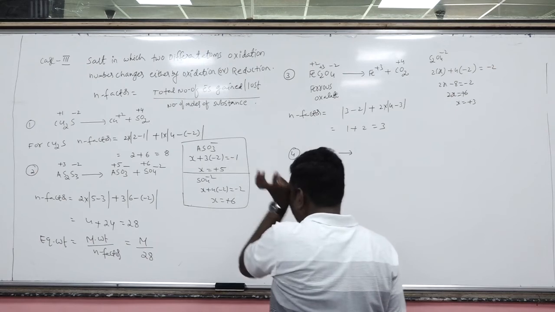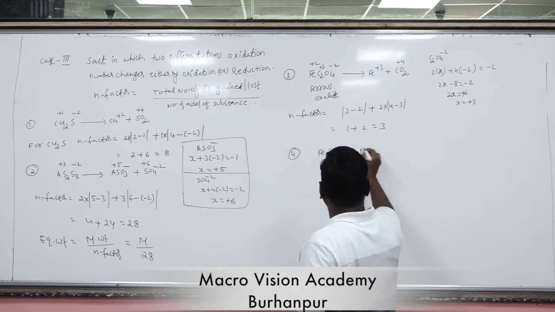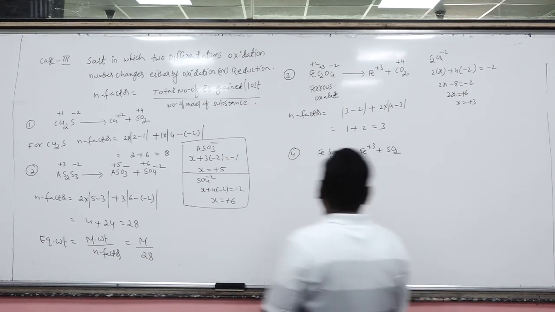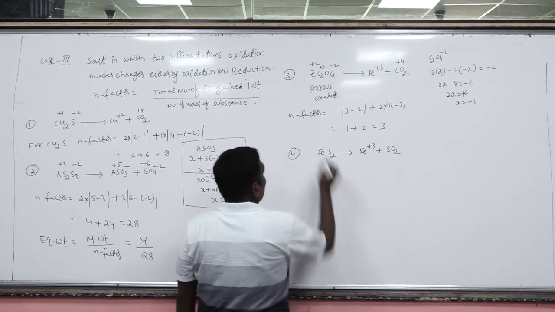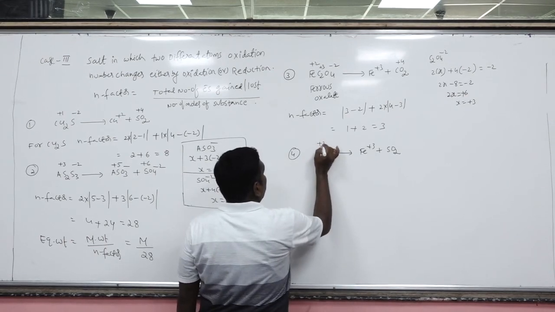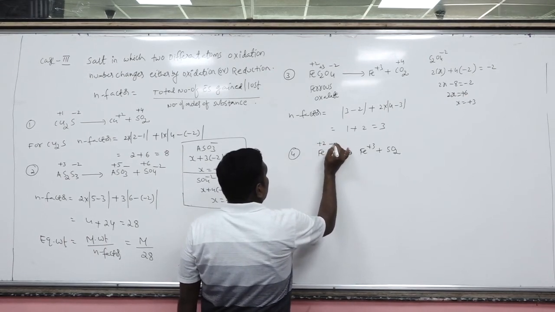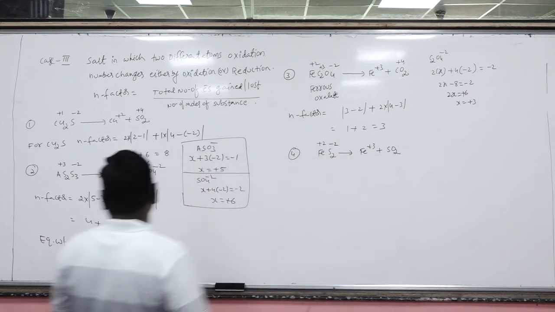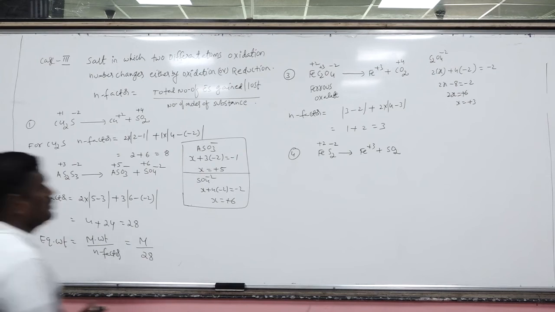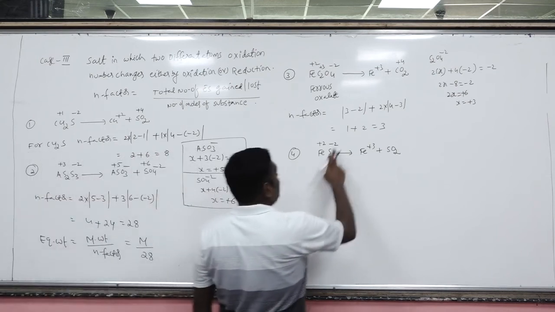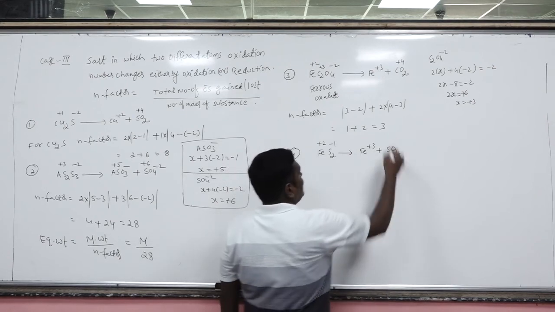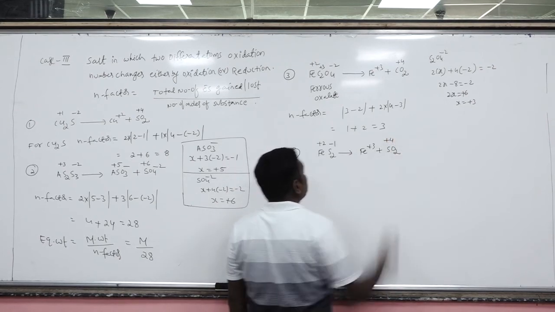FeS2 gives Fe plus 3 and, let's suppose, SO2. Here iron oxidation number is plus 2, each sulfur is minus 1, so total 2 sulfur atoms are there, so minus 2. Minus 2 for 2 sulfur atoms, remember for each sulfur atom only minus 1. Come to the right side, sulfur is plus 4.